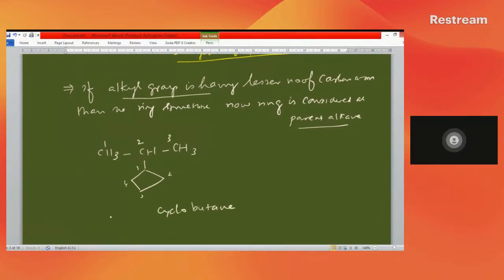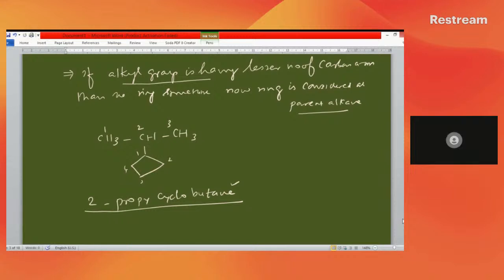The second position is having propyl. You can call it 2-propyl cyclobutane. That should be the name of the compound. 2-propyl cyclobutane is the name of the compound. And we can have another example. Let me give the example.